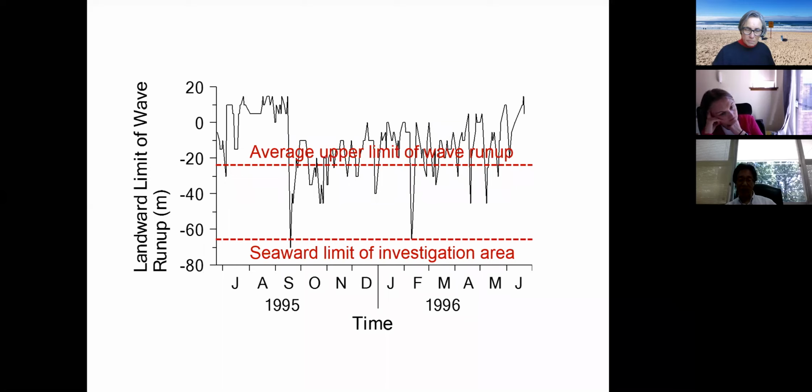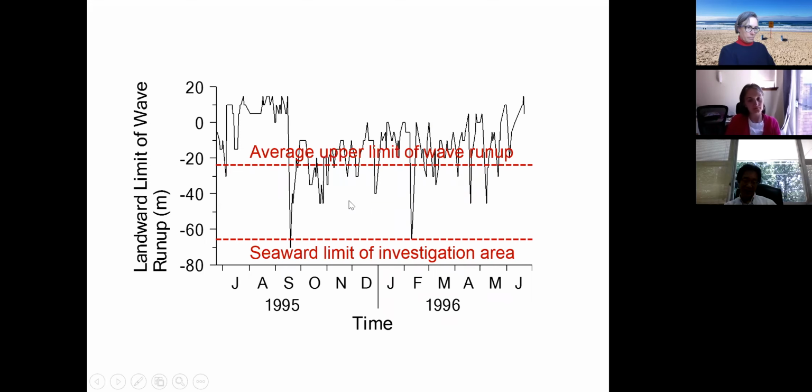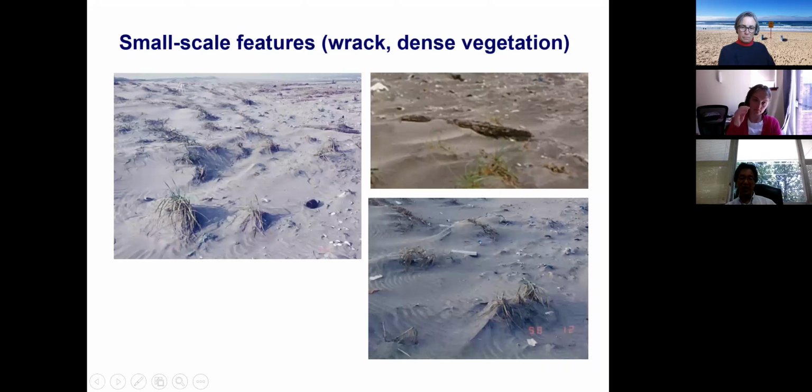However, that calculation was conducted under the assumption of the average fetch length of 40 meters. Sometimes the fetch length was reduced to 20 meters, and this reduction may have caused the discrepancy between the measured and the simulated volume change rate. Also, that discrepancy can be attributed to the small scale features, including rock and dense vegetation as shown here, which are not considered in our model.